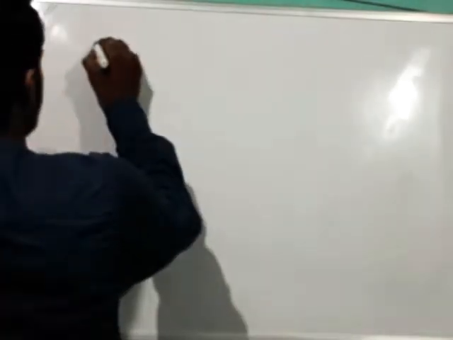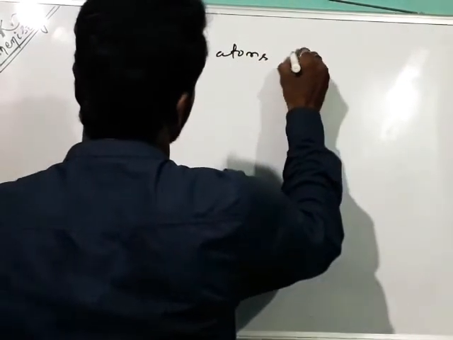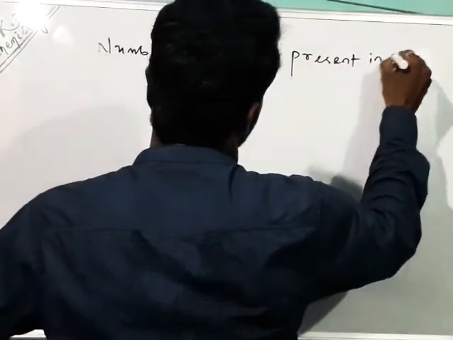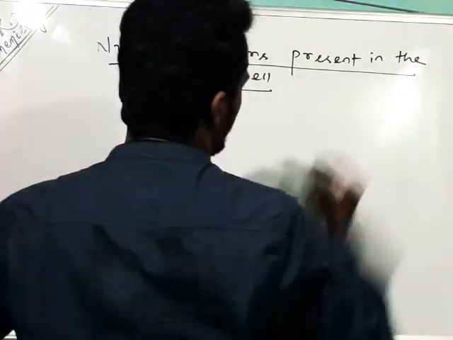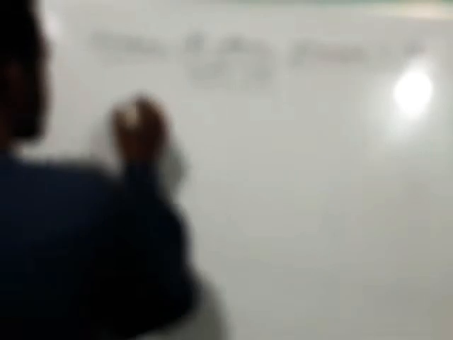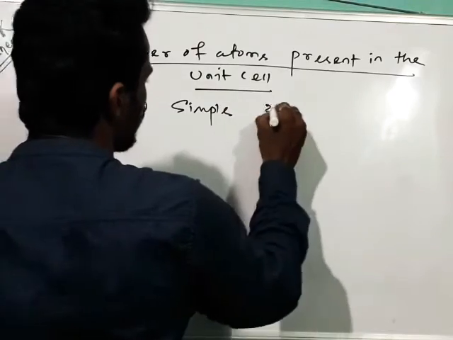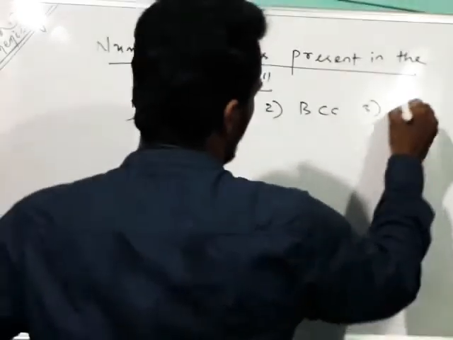Now let's go through what is the number of atoms present in the unit cell. How many atoms are present in the unit cell? As we discussed in the last video, there are 3 types of unit cell. One is simple, another is body centered, and the third one is face centered. So how many atoms are present in a simple cubic lattice, body centered and face centered? Let's discuss those three types of unit cell and their number of atoms.